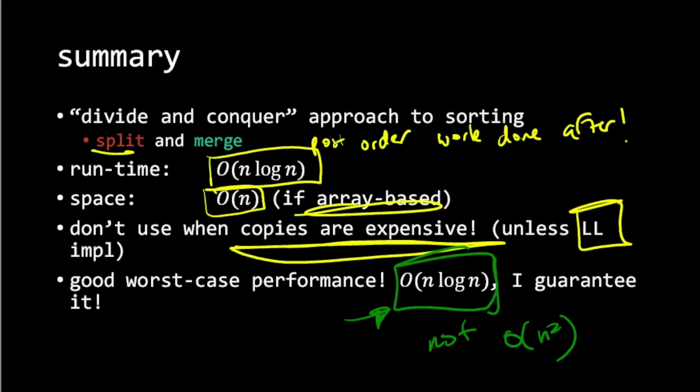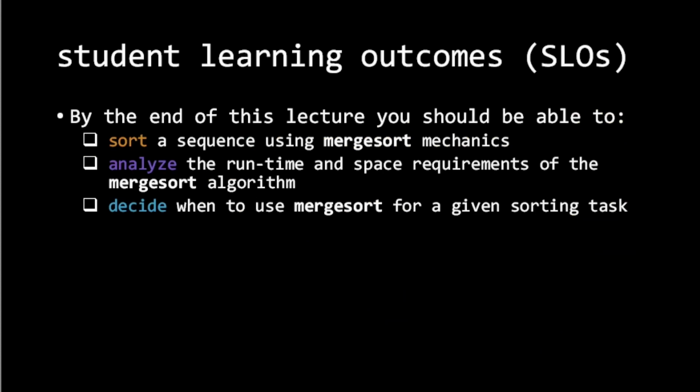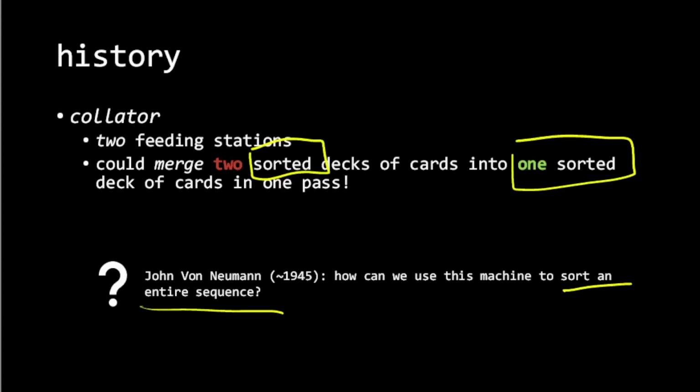So it turns out John von Neumann was onto something pretty special back in the 1940s. I think it's awesome that this algorithm is so old and it works really well. And it all came down to this merge machine, right, that they were using for punch cards.